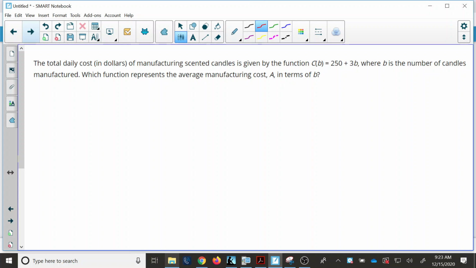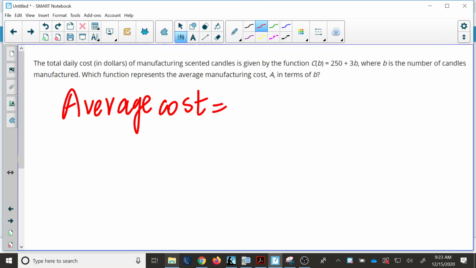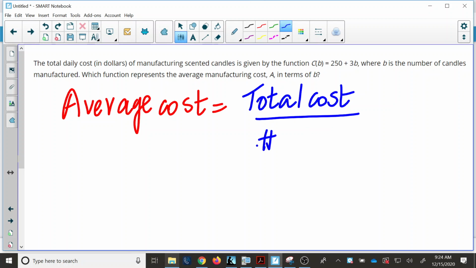The next one. The total daily cost in dollars of manufacturing scented candles is given by the function C of B equals 250 plus 3B, where B is the number of candles manufactured. Which function represents the average manufacturing cost in terms of B? If you want to find the average of anything, average cost is nothing but the total cost divided by the number of items.